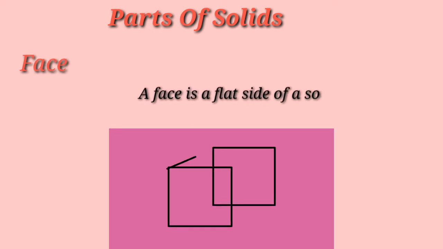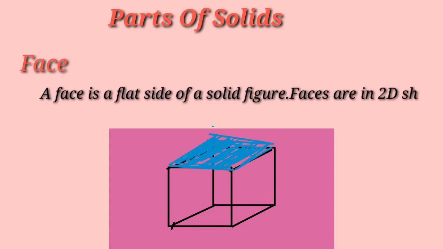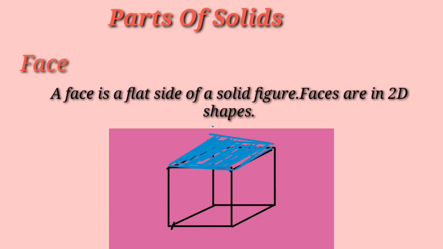Let's proceed with the parts of solids. As we are going to learn solids, we should know what the parts of it are. First part is face. A face is a flat side of a solid figure. Faces are 2D shapes, meaning they are always two-dimensional. Look at this figure, you can easily identify the faces of this solid.